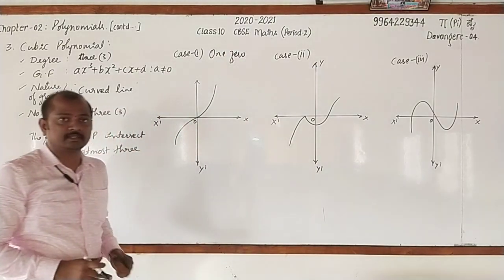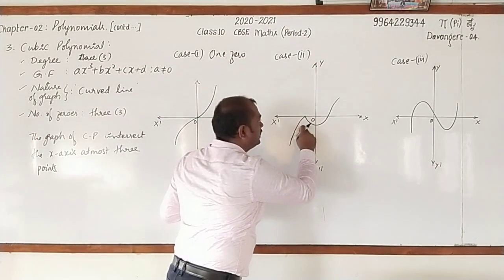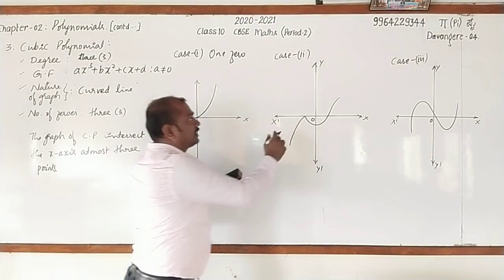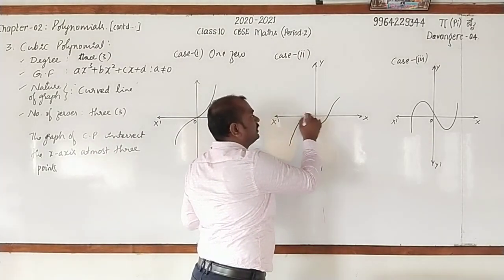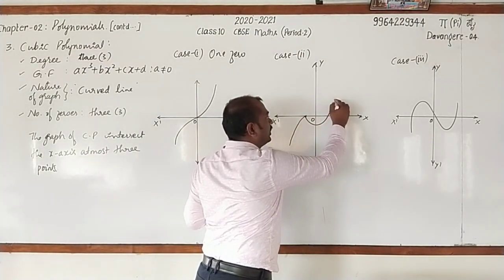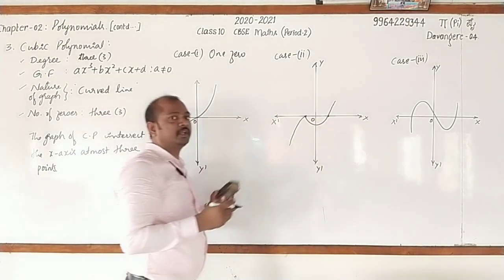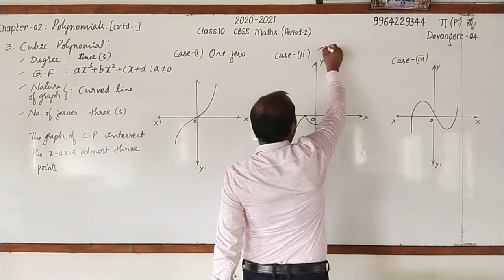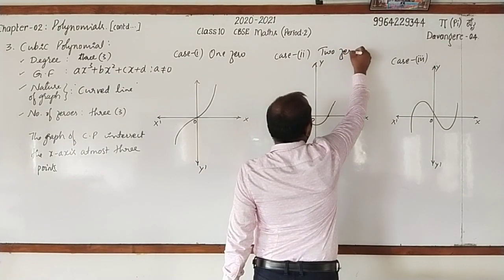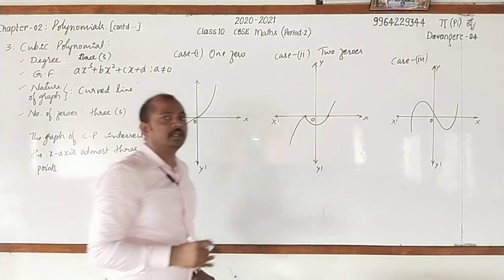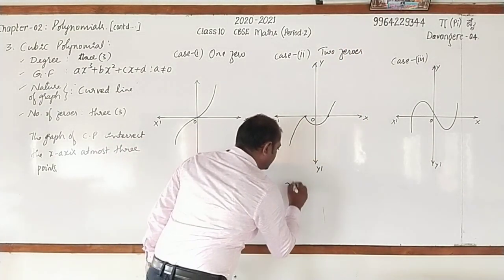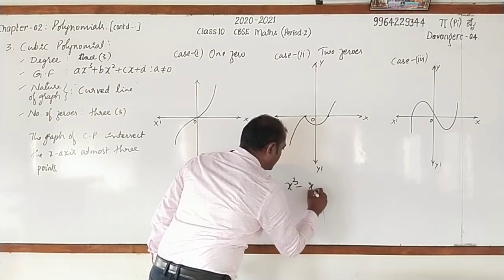Then second case, observe this one. Here the graph has intersected the x-axis at 2 points. Then we can say that it has 2 zeros. Then usually you may go for taking like this, x cube minus x square.